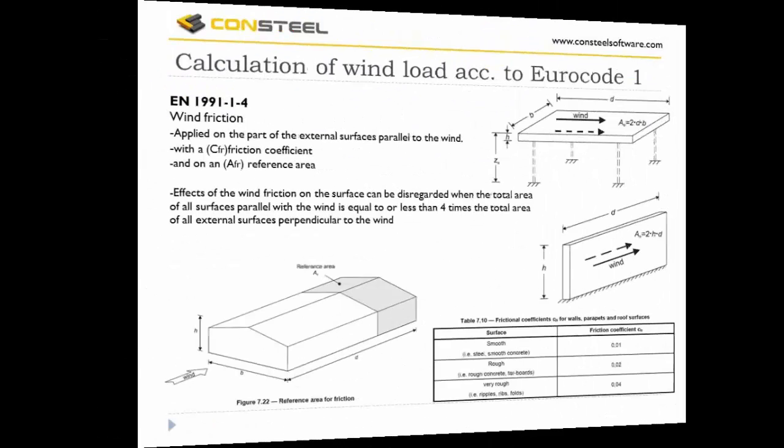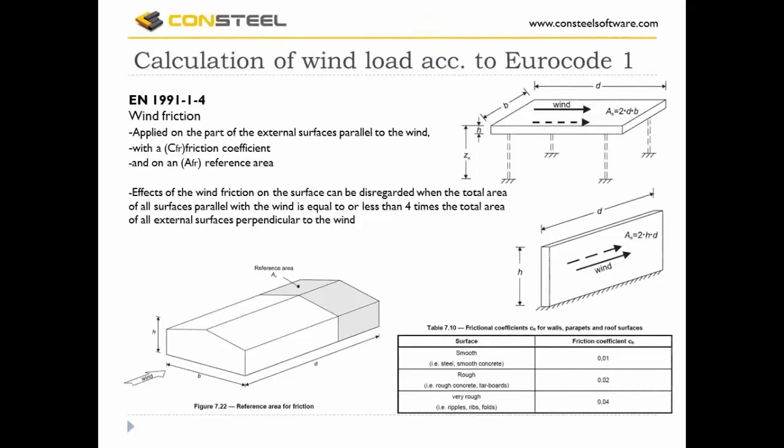There is a new function in ConSteel 9 which is taken into consideration when generating wind loads, which is the wind friction. Wind friction can develop on the external surfaces of the structure which are parallel with the wind direction, and it acts on a calculated reference area, Afr. The dimension of the building parallel with the wind direction has to be big enough to be able to develop the wind friction. All necessary parameters are calculated in ConSteel automatically.